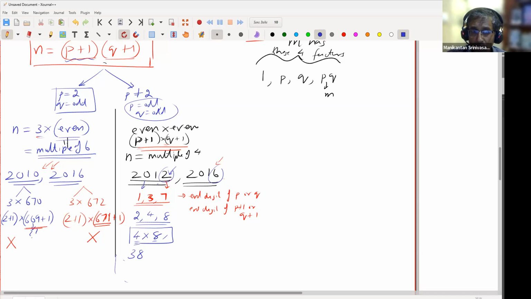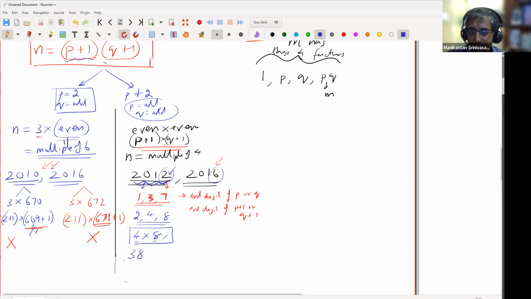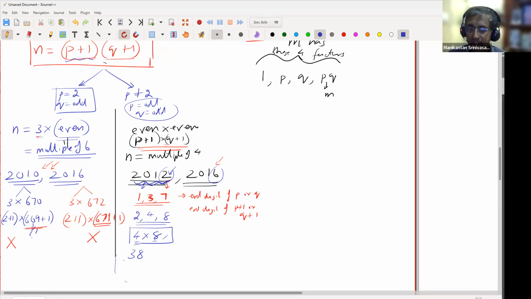How far should I go? I should go till I'm able to find a factor. If there are 2 factors for 2012, one of them has to be less than the square root of that, and the other one has to be bigger than the square root of that. Approximately the square root of 2000 is 45. 2025 is 45 squared. So I only have to check prime numbers till 45, which is not too much.